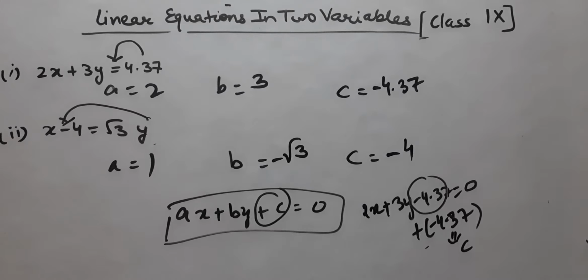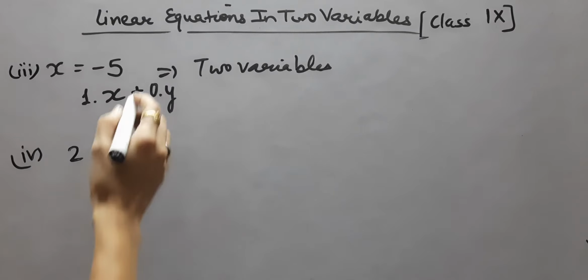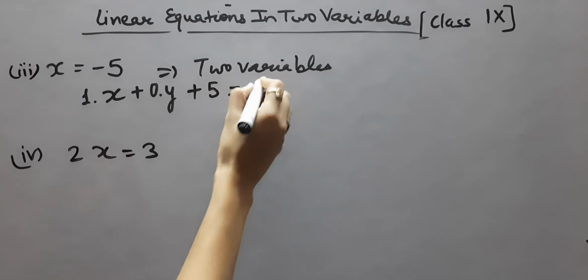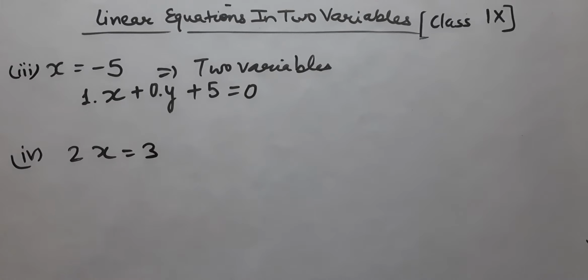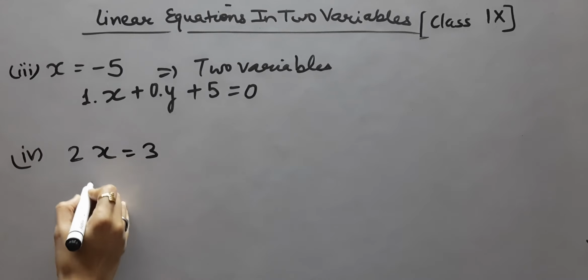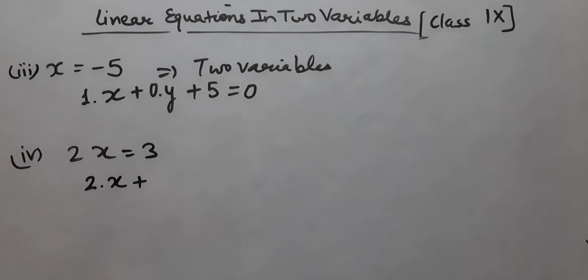For that, what we will do, here it is x. I need y. The coefficient here is 1. Now I can write y with the coefficient 0 because 0 dot y will become 0 only, right? Then this will come to the left hand side and this equal to 0. So I have made this equation in the form ax plus by plus c is equal to 0. Similarly, I can make this also. Here the coefficient of x is 2, so 2 dot x plus 0 dot y minus 3 is equal to 0.